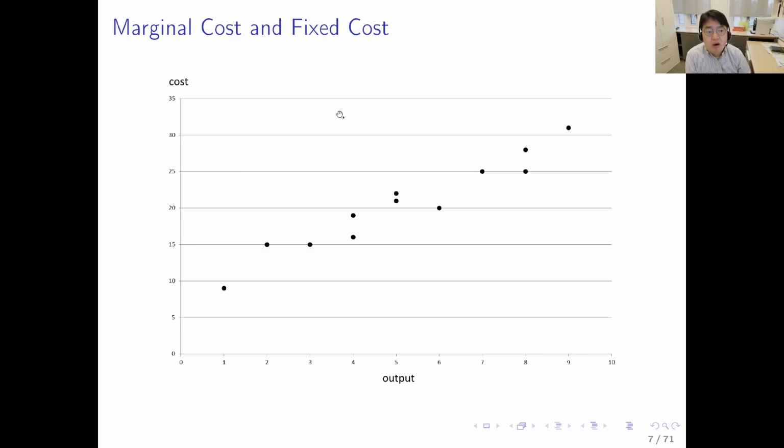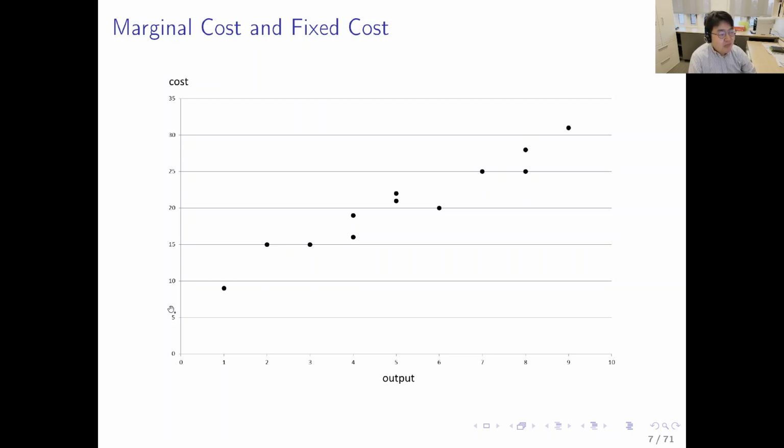And then on a scatter plot, this is what you get. The horizontal axis is output. As output increases, cost also increases, of course. And your observations are these 12 dots. We observe 12 dots, and you see a clear straight line because I made the data look like a straight line.